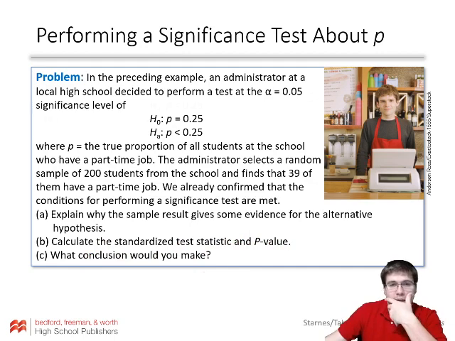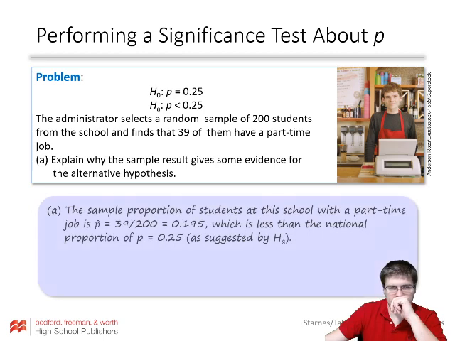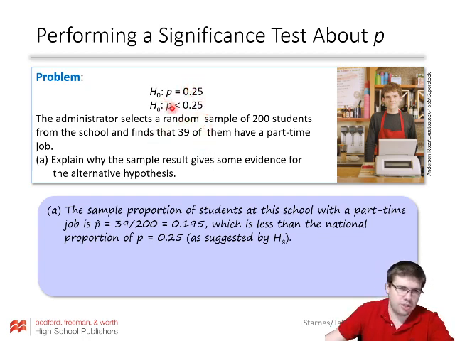So starting with explain why the sample results give some evidence for the alternative hypothesis. Well, 39 out of 200 is less than 25%. So there's some evidence. That's pretty much all we have to say. The sample proportion of students at this school with a part-time job is 39 over 200, which is 0.195, which is less than the national proportion of 25%, as suggested by the alternative hypothesis. However, we can't conclude it just because it's lower. So we're going to figure out a p-value for that.